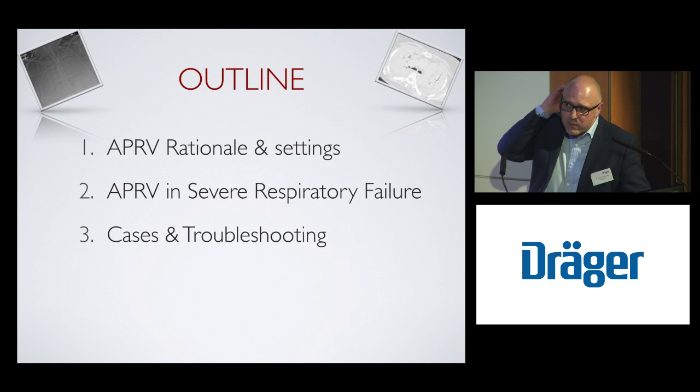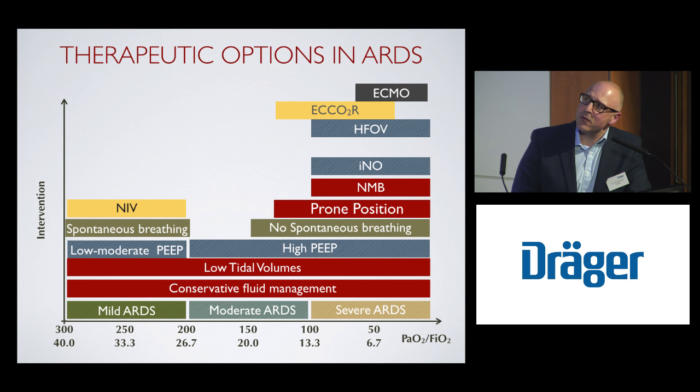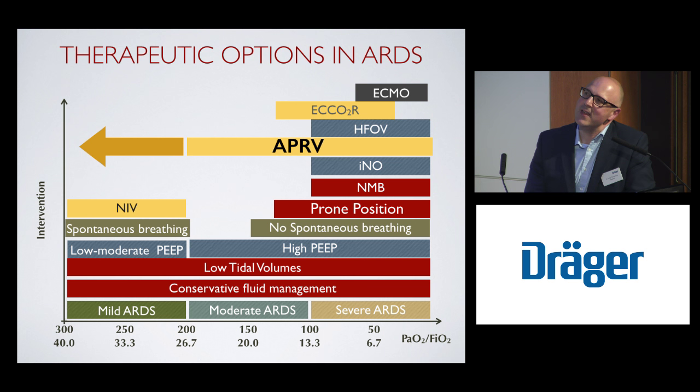So I think this is what we're going to do, but we are not going to do it in succession, we're doing it all together. So this is where we've discussed this particular slide in relation to the type of ARDS, and the one we're going to talk about is APRV. And we can see there that traditionally we've used APRV from moderate to severe ARDS, but obviously there is an argument to use APRV at a much earlier stage of ARDS or respiratory failure.